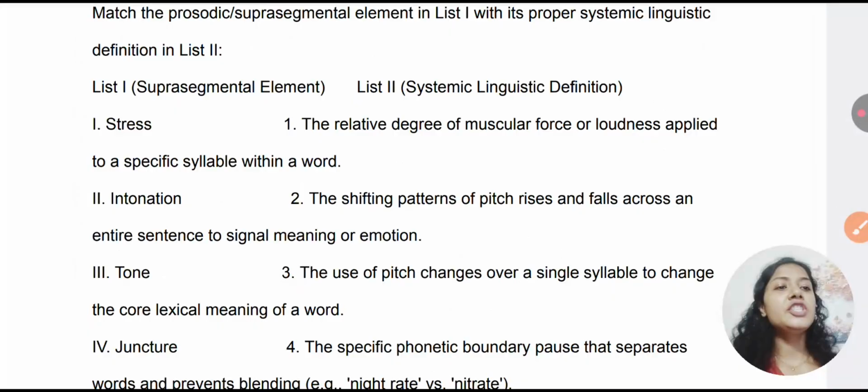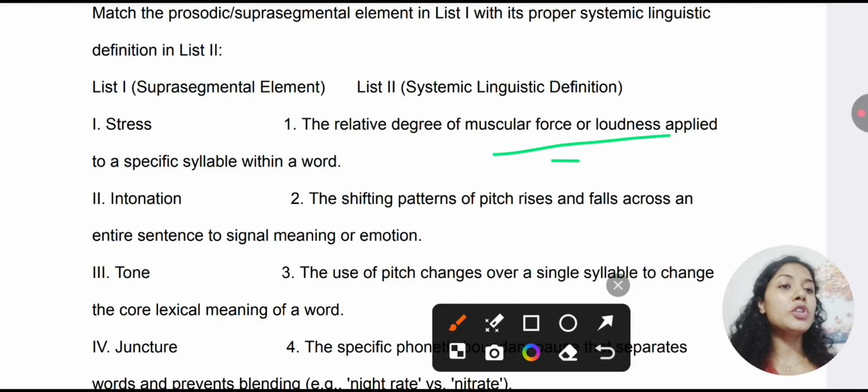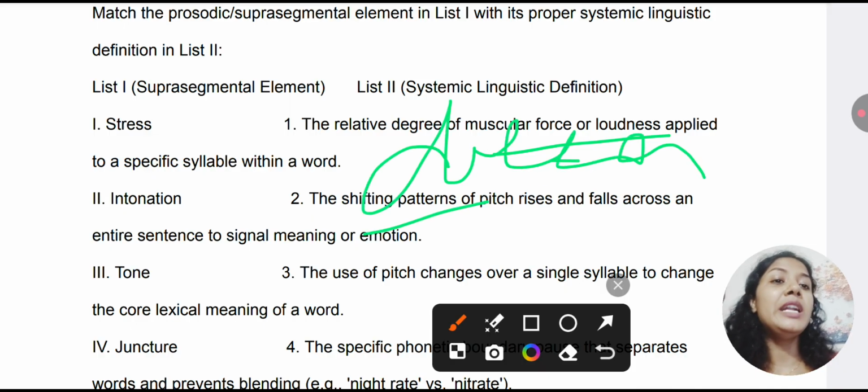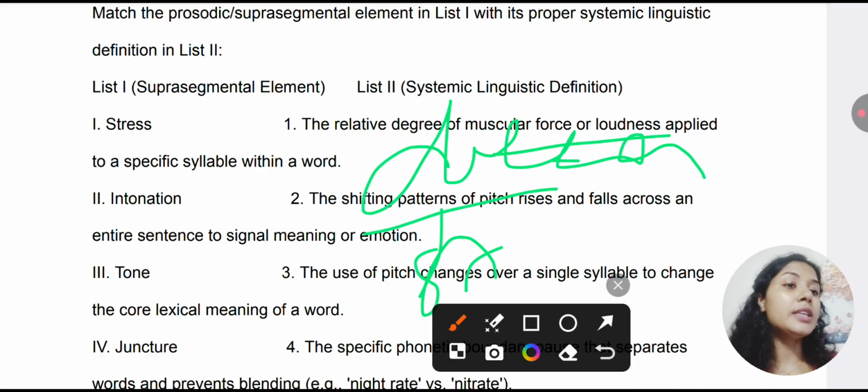First, stress, the relative degree of muscular force or loudness applied to a specific syllable within a word. किस लेटर पे, किस वर्ड पे हमारा स्ट्रेस ज्यादा पड़ रहा है. जैसे कि हम हिंदी में छोटी की मात्रा कहते हैं, बड़ी की मात्रा कहते हैं, तो बड़ी की मात्रा पे स्ट्रेस ज्यादा आता है, छोटी की मात्रा पे स्ट्रेस कम आता है. सिमिलरली कोई वर्ड हम बोलते हैं डीकंस्ट्रक्शन, तो डी पे हमारा स्ट्रेस ज्यादा आया है. डीकंस्ट्रक्शन, ट्रक पे फिर आया है, उसके बाद कन पे नहीं आया है, तो यहाँ पर हमें सेलेबल को काउंट करना होता है. ओके.